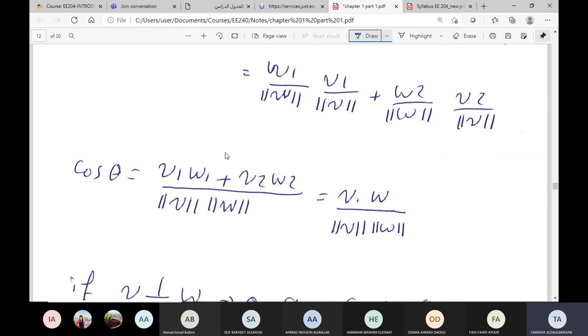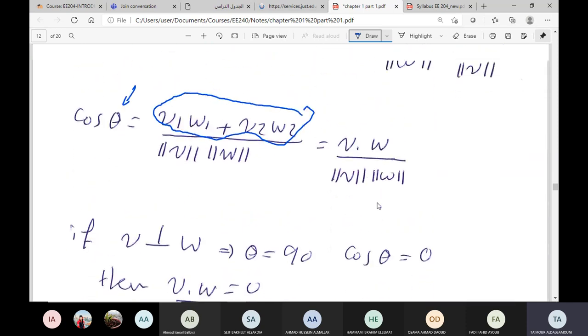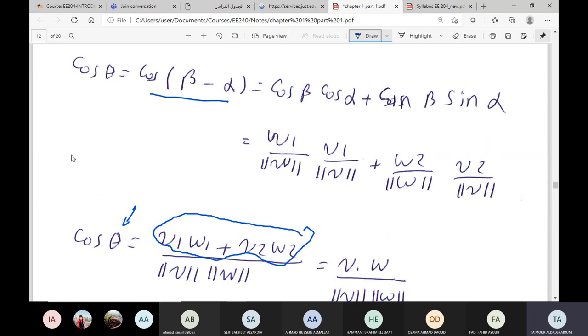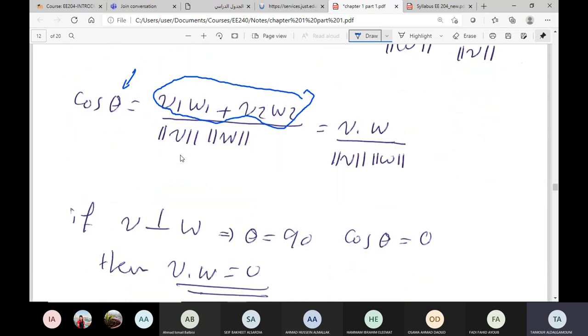So again, if we simplify it, it will be V1 W1 plus V2 W2 over the norm of V times the norm of W, and the numerator is the dot product of V and W. So cosine theta, where theta is the angle between V and W, is equal to V dot W divided by the norm of V times the norm of W. I think you may have seen this before. We can write V dot W as the norm of V times the norm of W times cosine theta, where theta is the angle between V and W.